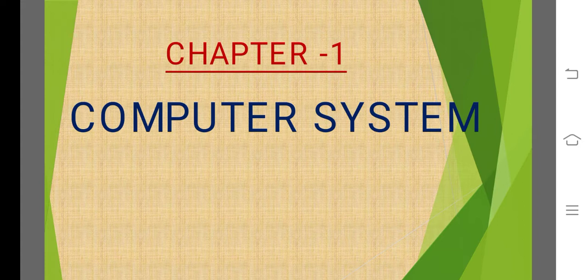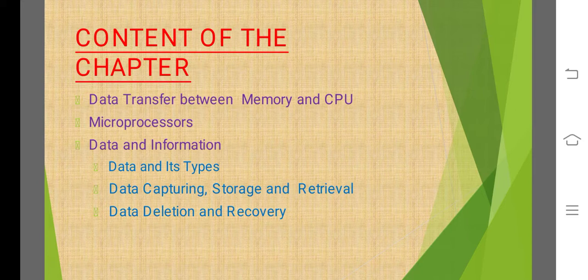In this lecture, I will explain the components of computer system. This is chapter 1, Computer System Organization of class 11. In the last lecture I had explained 3 points, and in this lecture I will explain data transfer between memory and CPU, microprocessor, data information, in that data and its types, data capturing, storage and retrieval, data deletion and recovery. This is the contents of this particular video, and another 2 points I will explain later.